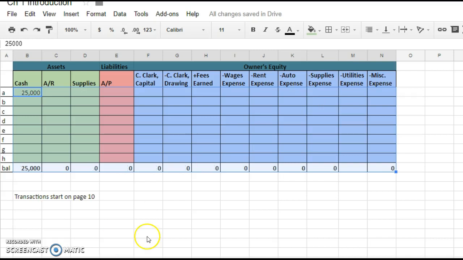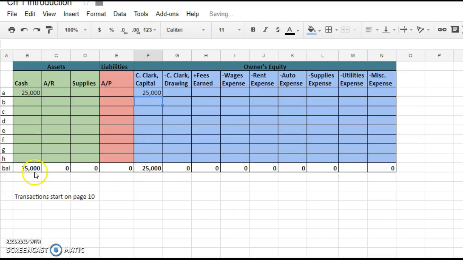Sorry. Okay, you shouldn't be putting dollar signs, so I had to get rid of my dollar signs. The owner invested $25,000, so we know that equity is affected, but what account in equity? Chris Clark Capital. Only investments go in the capital account from now on. So this would be $25,000. 25,000 equals 25,000. Looks good.